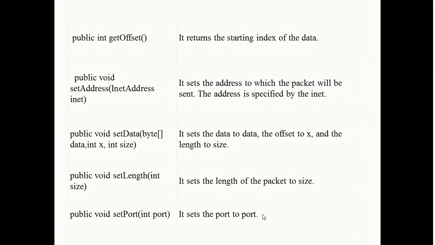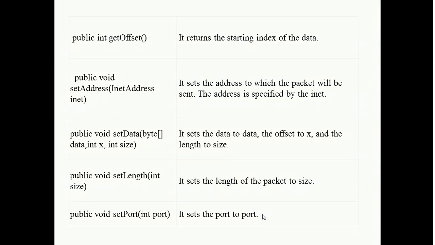Next method is public void setAddress. It sets the address to which the packet will be sent, and the address is specified by the InetAddress. Next method is setData. The setData method is used to set the data, the offset, and the length of the size. It has three parameters: the data, the offset, and the length of the data.